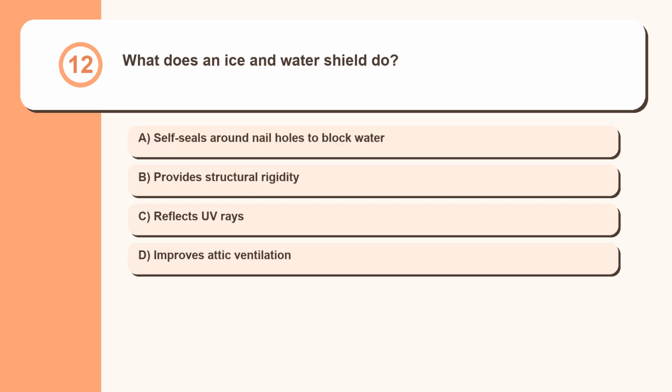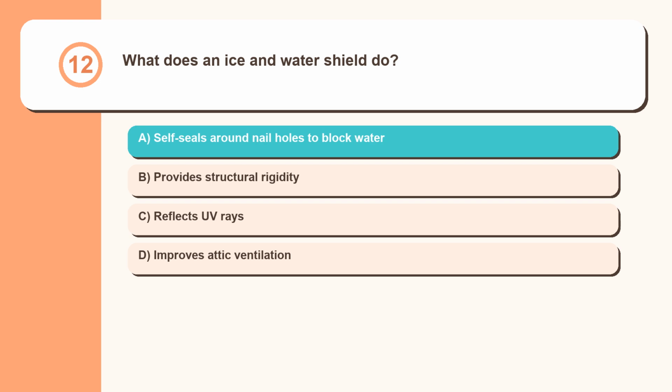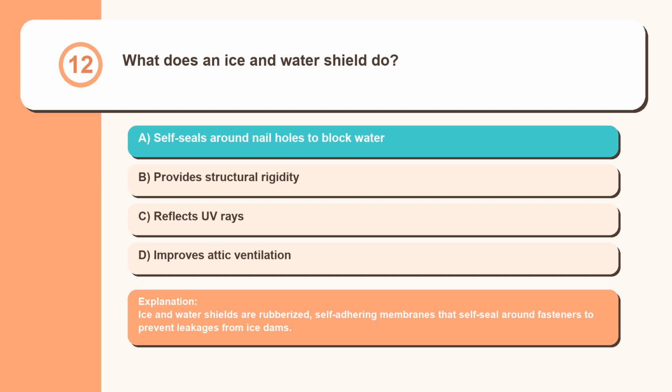Question 12. What does an ice and water shield do? Self-seals around nail holes to block water, provides structural rigidity, reflects UV rays, improves attic ventilation. Ice and water shields are rubberized, self-adhering membranes that self-seal around fasteners to prevent leakages from ice dams.